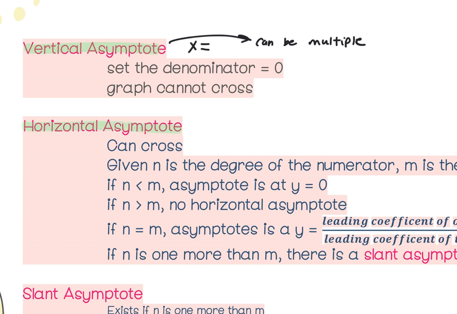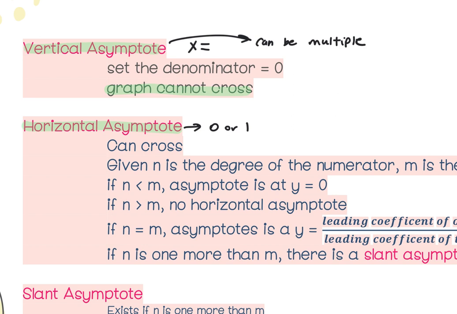The horizontal asymptote, for these there can be 0 or 1 of these. Oh, sorry, I didn't say this, but a graph cannot cross a vertical asymptote. So if you've got a vertical line, that's your asymptote, you cannot touch it.